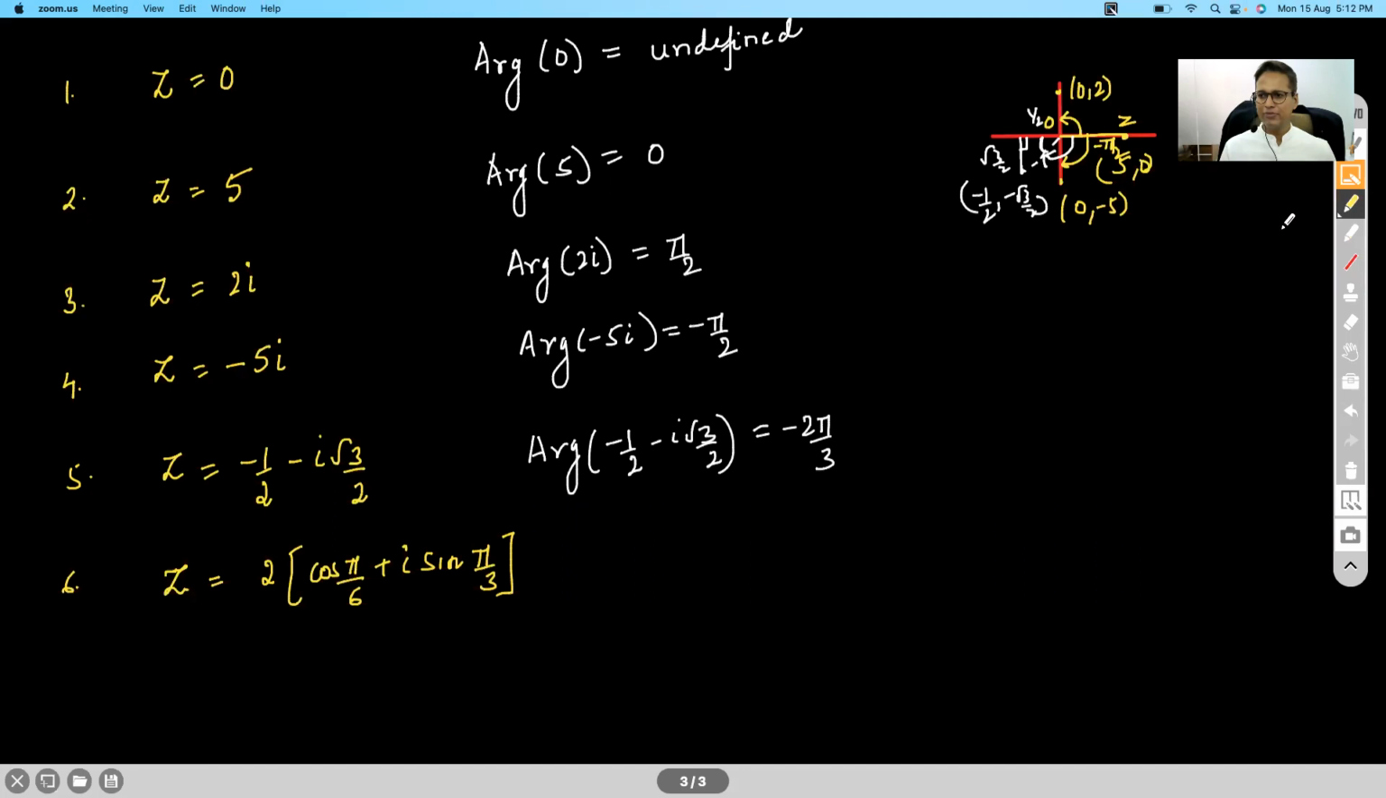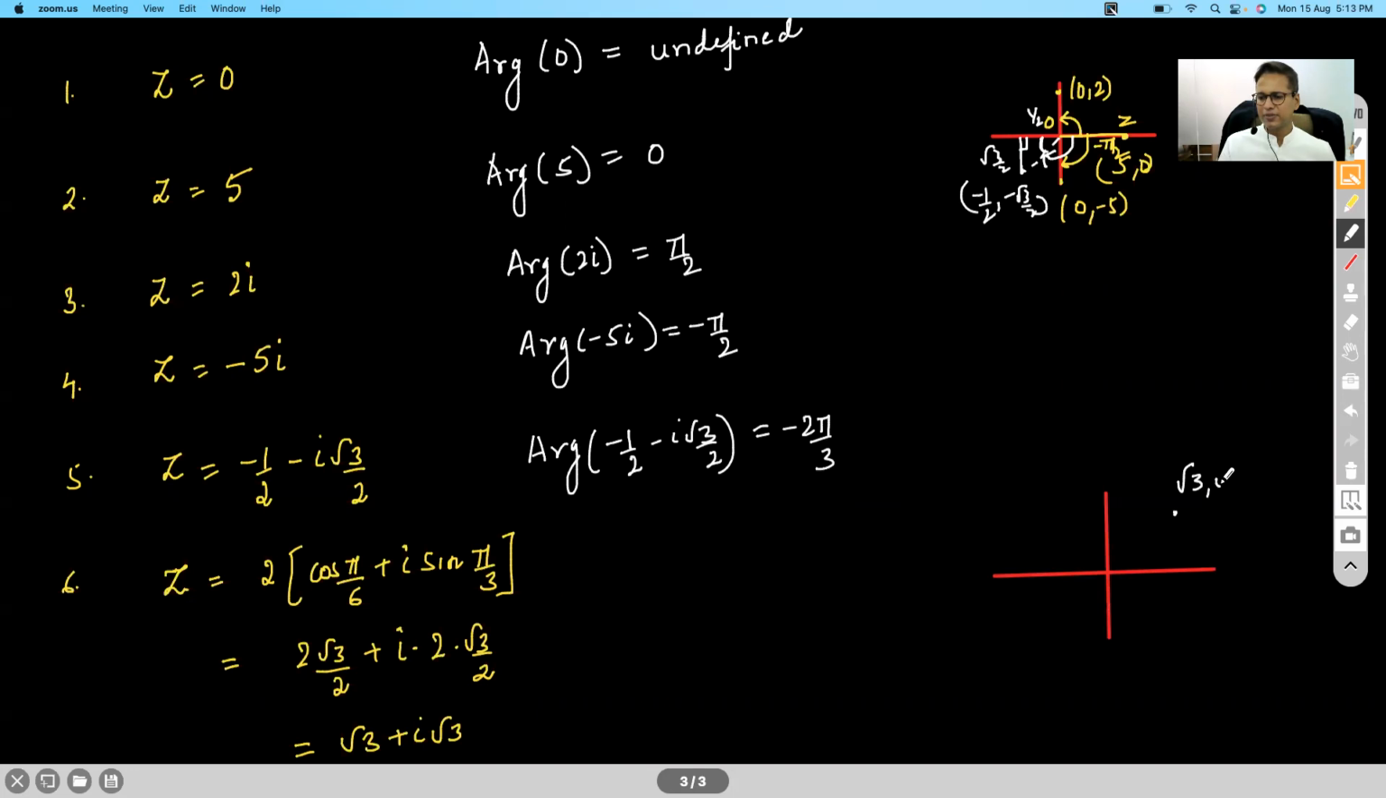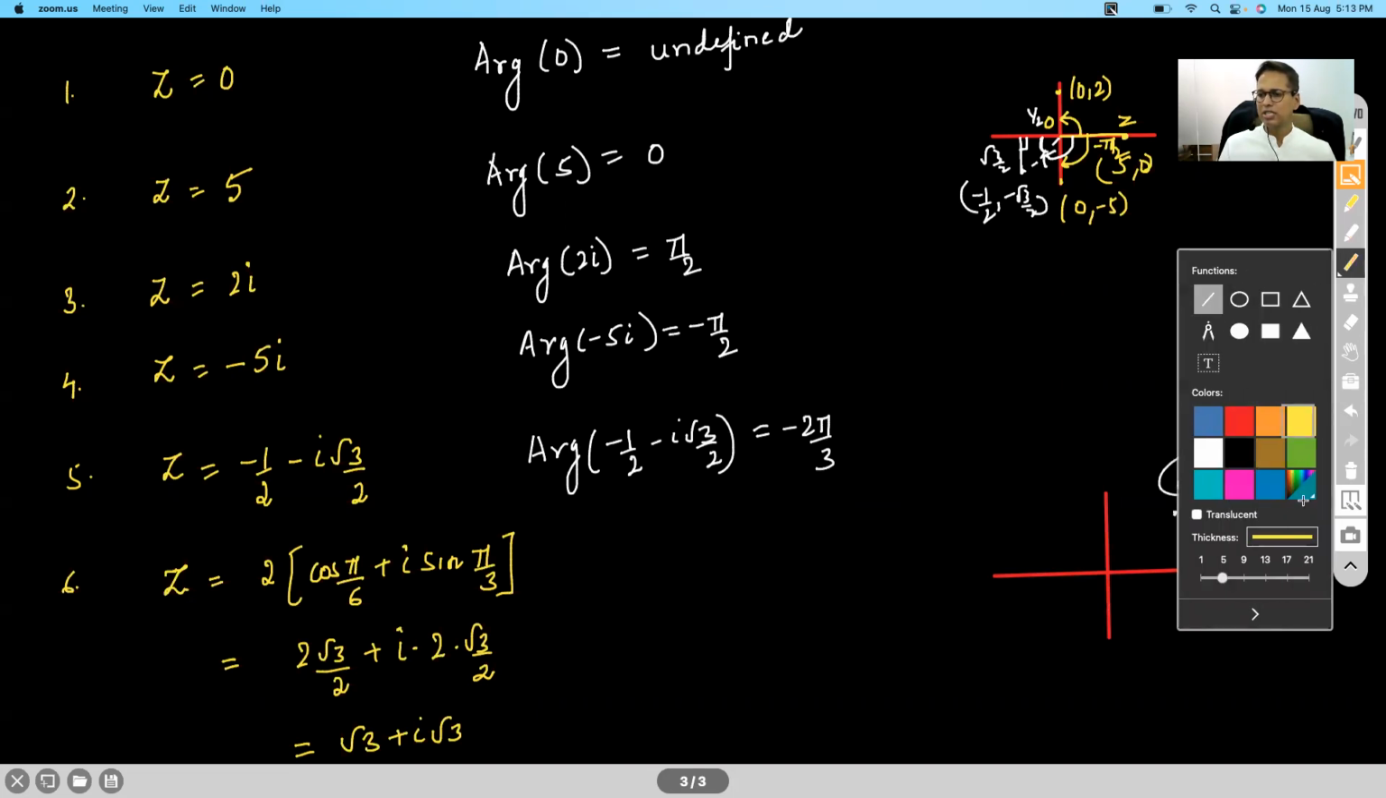Next one. Now, if you want to know what is the argument of this, you have to expand it. So 2 cos pi by 6 is 2 root 3 by 2. And i times 2 sine pi by 6 is again root 3 by 2. Correct? So what does this become? It becomes root 3 plus i root 3. Right? So on an Argand plane, it is at root 3 comma root 3. Okay. On the Argand plane, it is root 3 comma root 3.